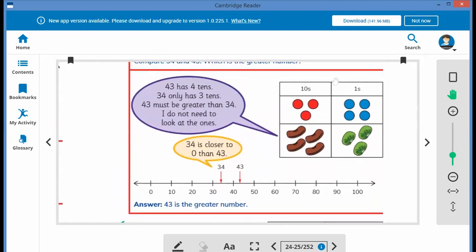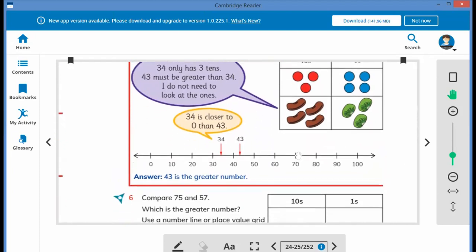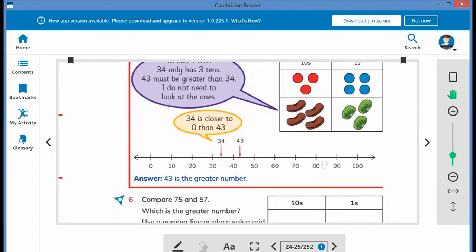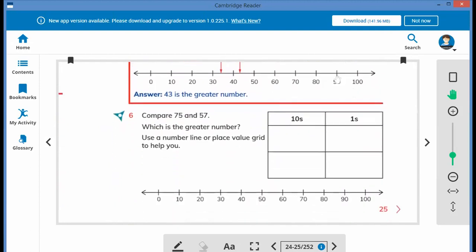Here you can see we have divided them in tens and ones. How many tens are there in 43? 1, 2, 3, 4, 4 tens. And in 34, we have 1, 2, 3 tens. So we don't have to look at ones. When we are looking at the numbers, we can see first of all their tens. If the tens are greater, then it is going to be the greater number. Okay. Which is the greater number?